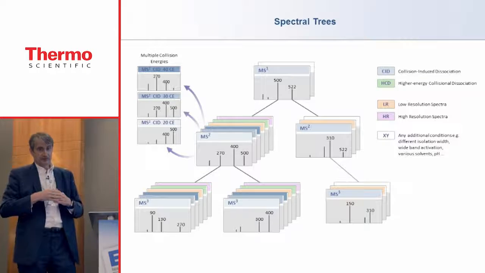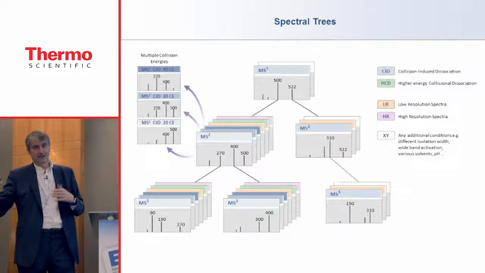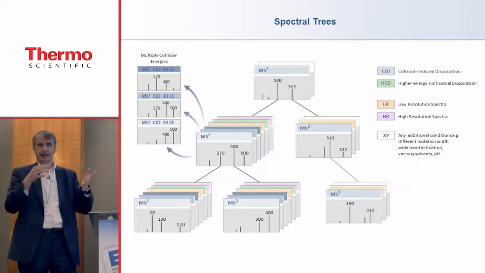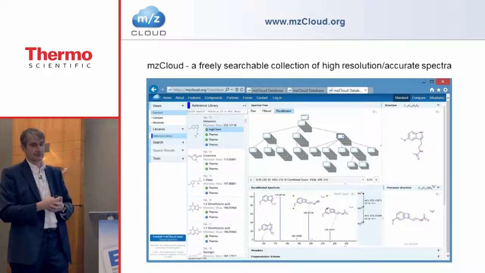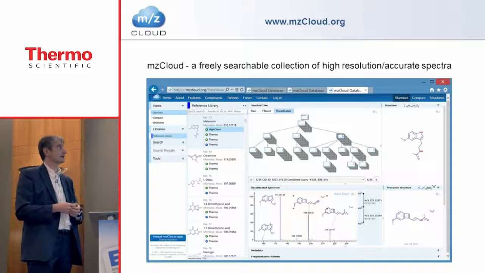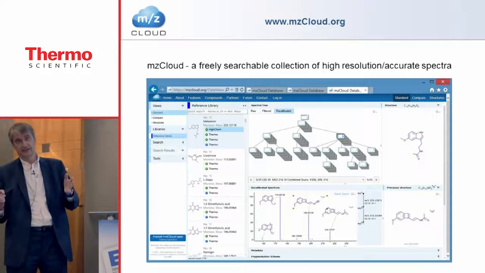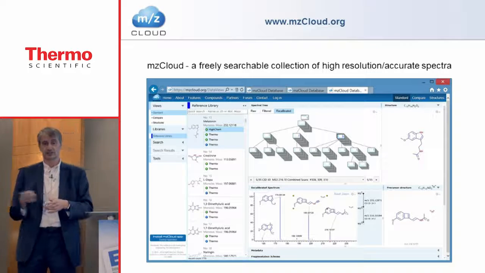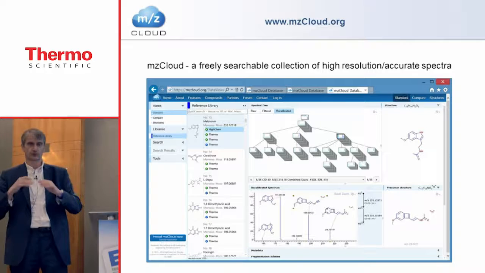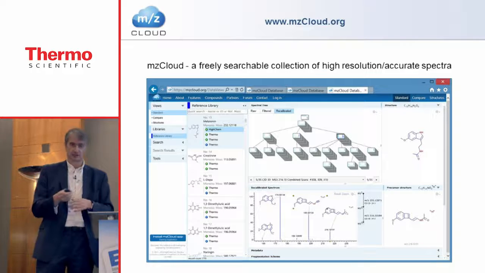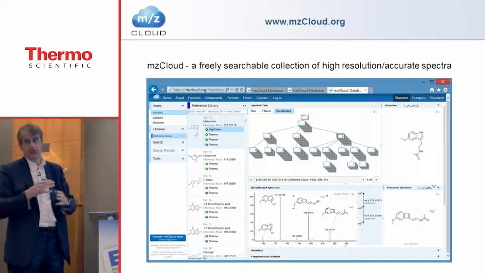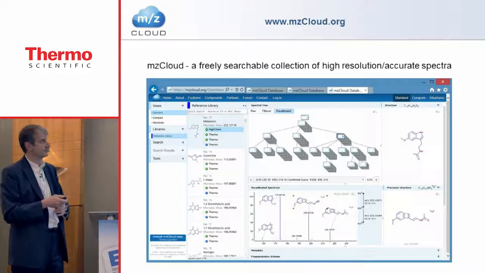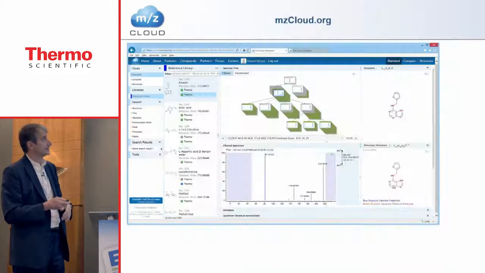We went further, and we adopted this concept of spectral trees and implemented it in a mass spectral database. As you have heard today, it's called MZ Cloud. MZ Cloud is a free database, so anybody can search there, copy and paste a spectrum or open the spectrum and search in MZ Cloud. It contains spectral trees, sometimes rich, sometimes we have only MS2 spectra. And I will introduce you a little bit more to MZ Cloud.